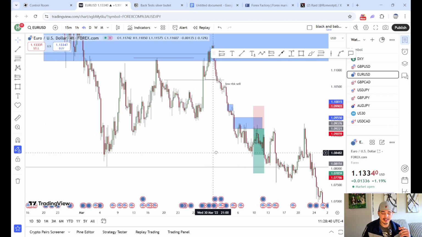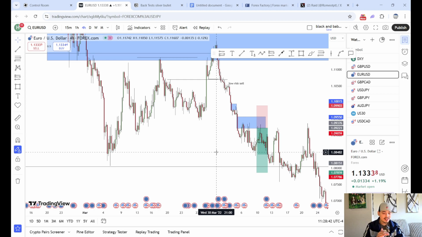So again, I hope you got some value from this. This is the MMXM model and the silver bullet CRT. You got all of that good stuff, bro.